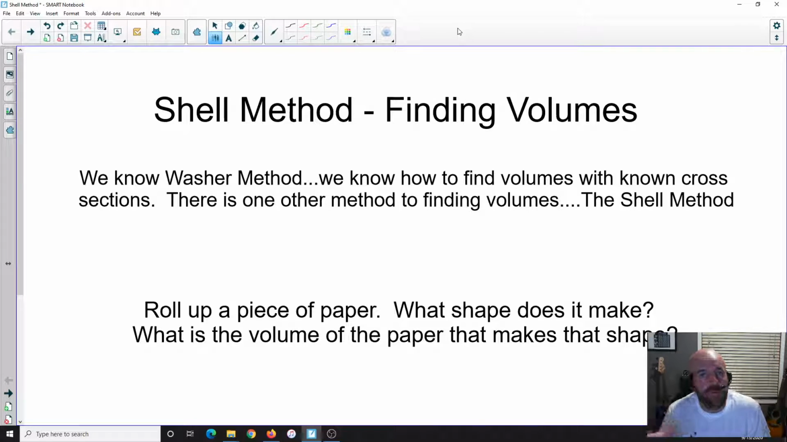So we've looked at washer method. If we were rotating around the y-axis, we had a line that was perpendicular to that, and then we would rotate it around. We looked at cross sections where we had different shapes and we had to find the areas of the shapes and then, well, not multiply, we'd take the integral of it because it would change depending on what the x or the y value was. This time this is very similar to washer method, but slightly different.